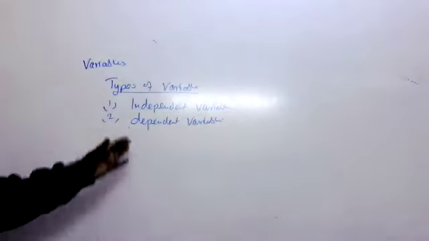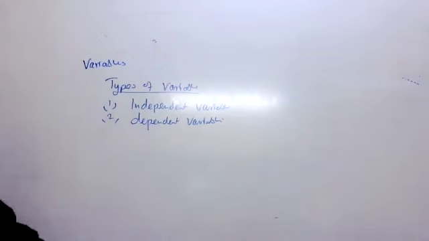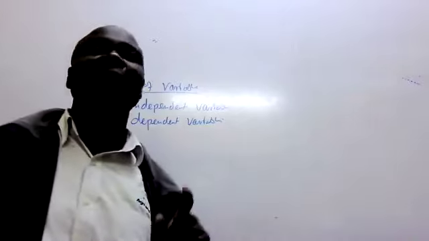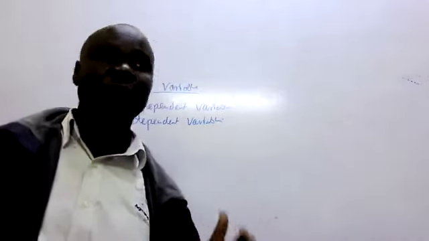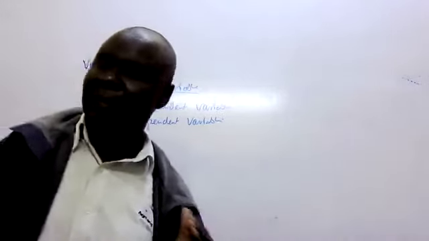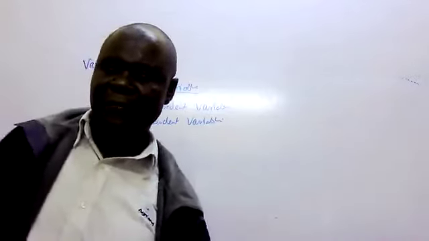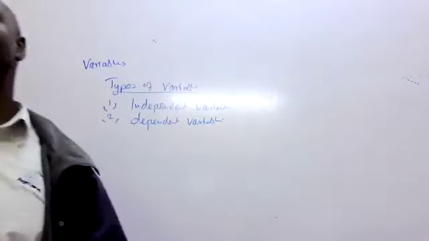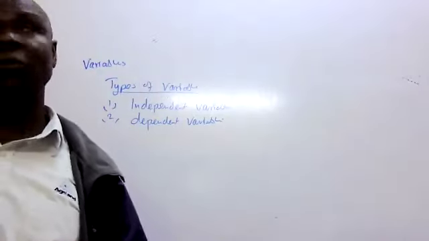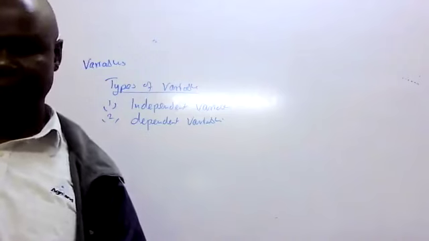Now the second one, the dependent variables. When we talk about dependent variables, we are talking about those variables which depend on another. If that other variable does not take place, that's known as dependent. It depends on another variable. Dependent variables are variables whose value depends on the value of an independent variable.